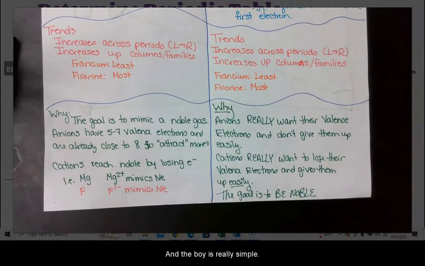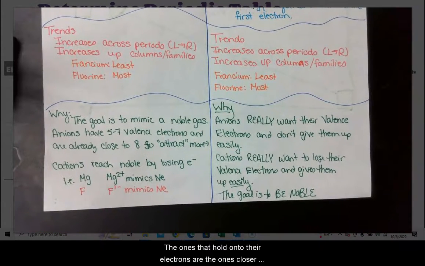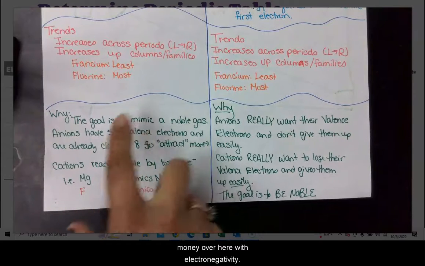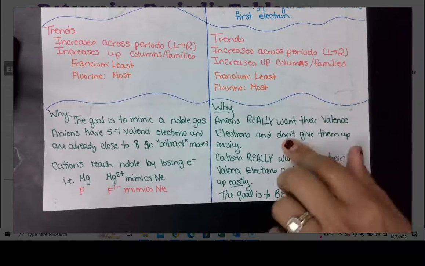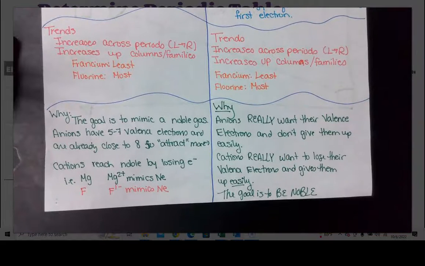And the why is really simple. The ones that hold on to their electrons are the ones closer to noble gases already, so they're going to charge you a lot of energy to take their electrons, because they really want to spend the money over here with electronegativity to get more electrons to come to them. They're the more likely ones to buy more electrons in energy.